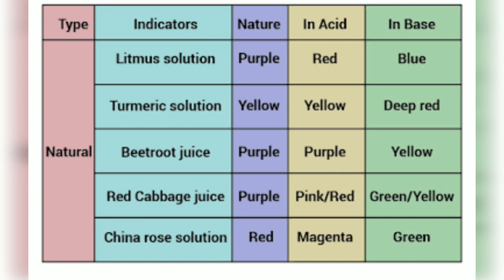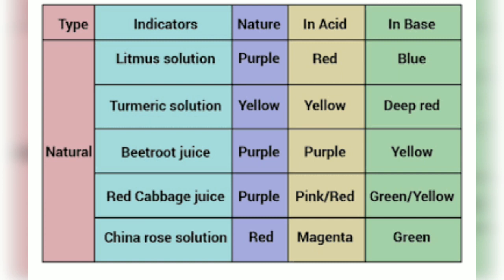Okay, here is one table which you can remember, that the indicators are given and you can just note down that all these are natural indicators. Litmus solution is purple in color, in acid it is red and in base it is blue. Turmeric solution is yellow in acid and deep red in base. Beetroot juice, red cabbage juice, China rose indicator.